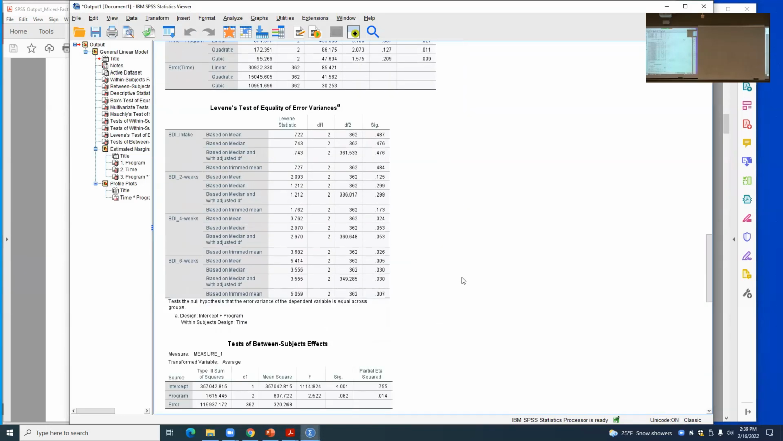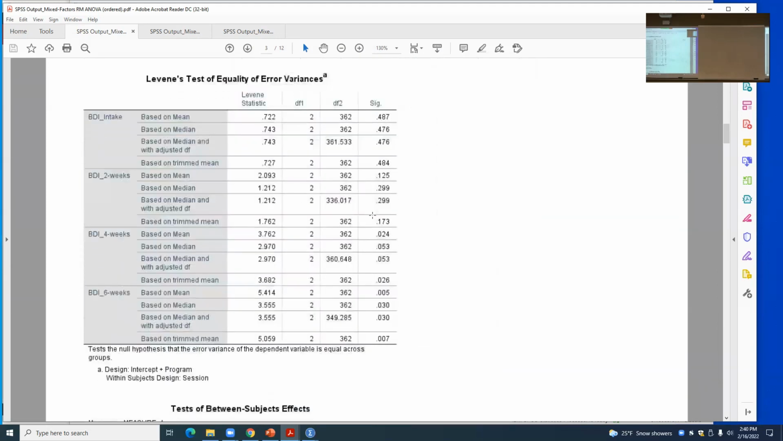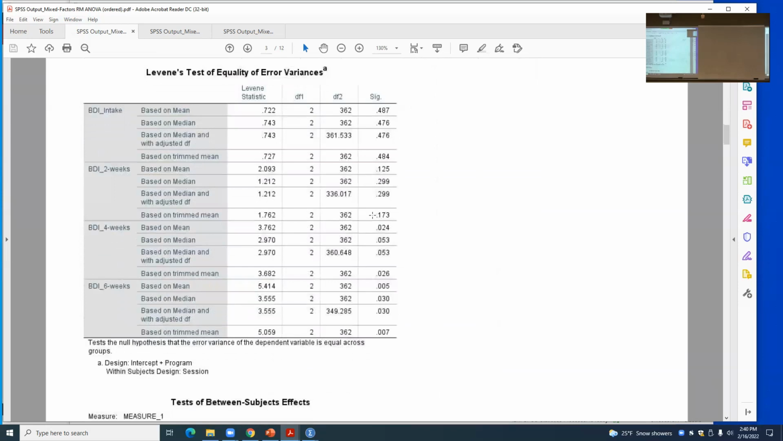We've got our Levene's test for equality of error variances. What is this giving us? Yeah, you're exactly right. Homogeneity of variance. And Matt, we've got a number of different lines. Any thoughts on how this might be getting partitioned out here? It's like it's separating it by the repeated measure, so by time. Yeah. So for each one of our repeated measures, we're asking, do we have evidence of differences across groups at intake, at 2 weeks, at 4 weeks, at 6 weeks?